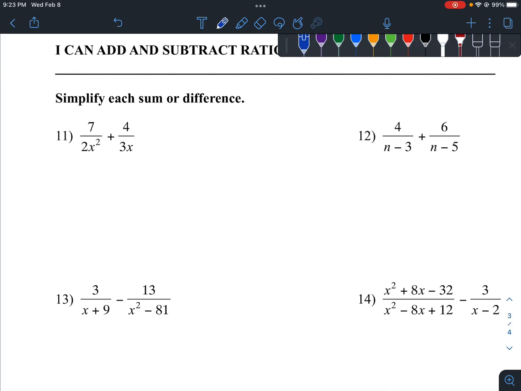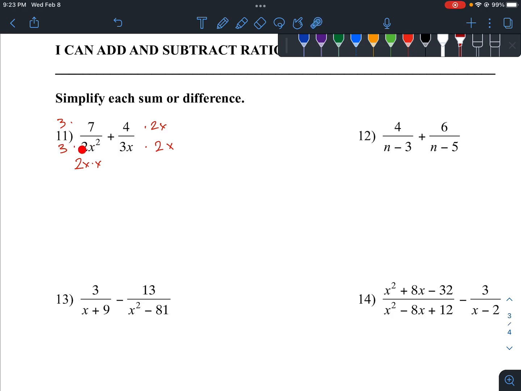Alright. Simplify each sum or difference. I'm just looking to get a common denominator essentially with this sum and these differences. When I look at this, the denominator is 2x times x, and this is 3x. So I want x squared because this is x squared, so all I need to do is multiply this by x. I also want a common denominator between the constants, so I'm going to multiply this side by 2 and this one by 3. And that's all I need to do to get a common denominator.